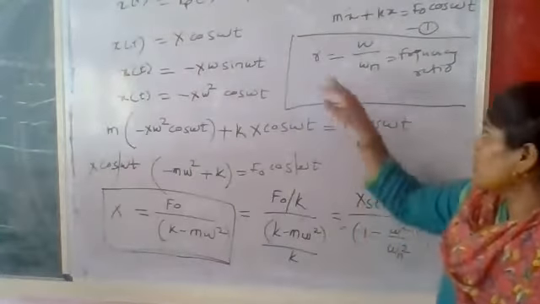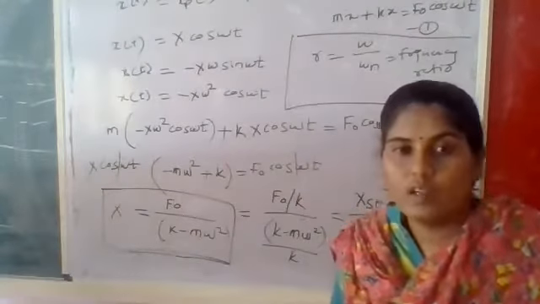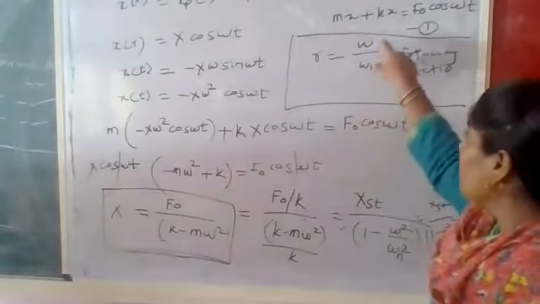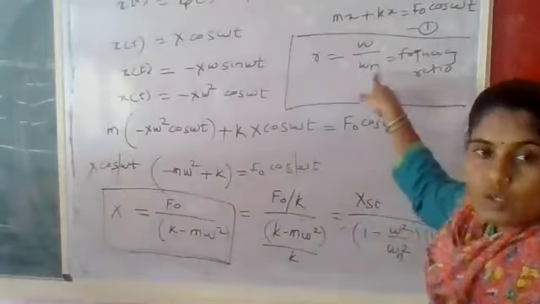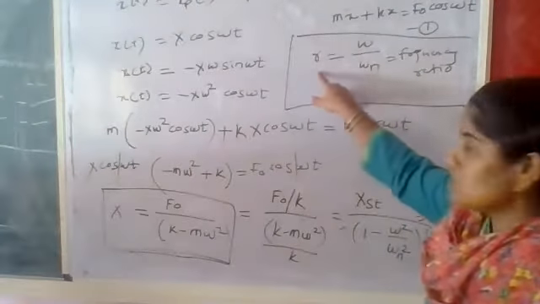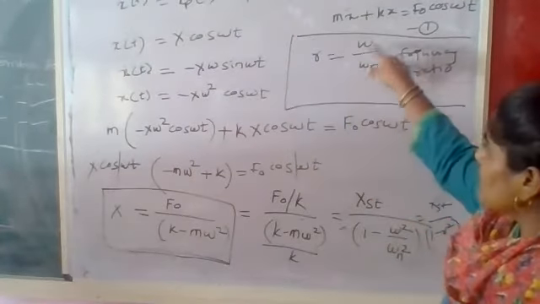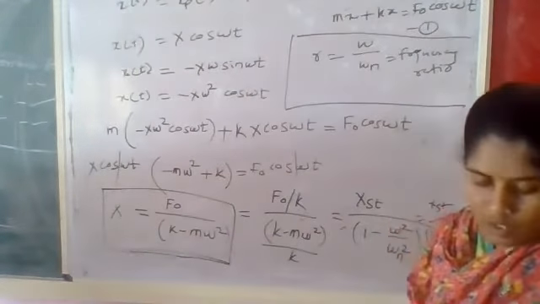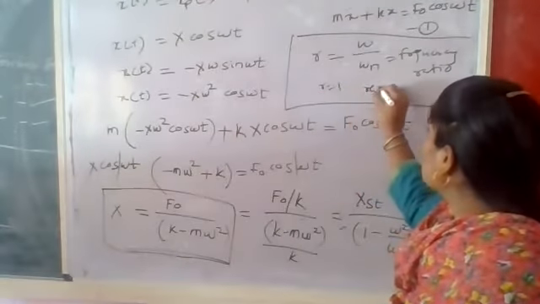Already we know what is meant by this r. r is the frequency ratio, omega to omega n, where omega is the forced frequency and omega n is the natural frequency. When this r value is equal to 1, meaning omega is equal to omega n, resonance will be produced. There is one condition, all of you write down below this: when r is equal to 1, resonance will be produced.